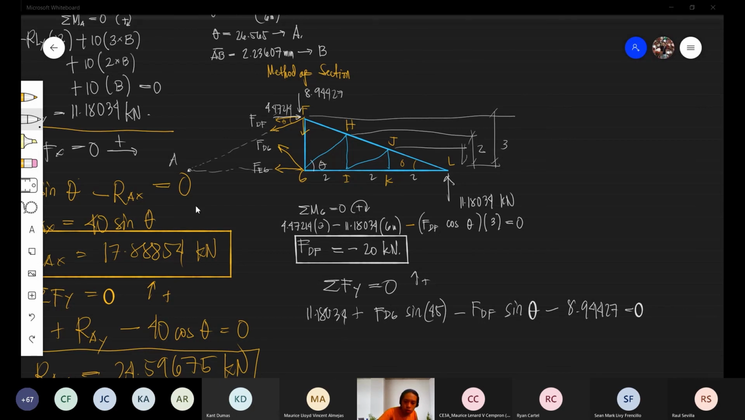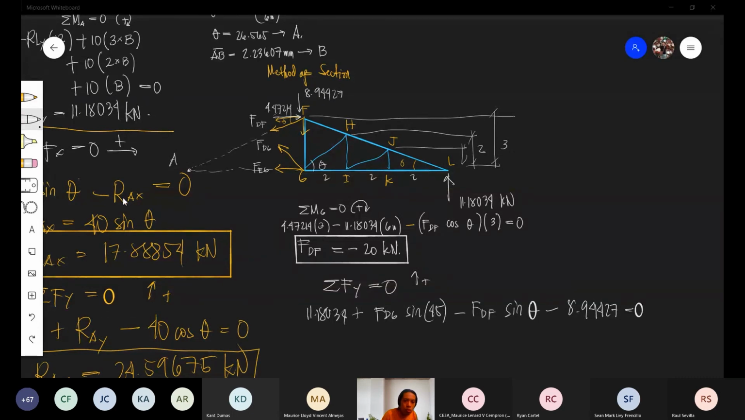Sige daw, 11.18034 plus the unknown FDG multiplied by sine 45 minus FDF. Negative 20. Okay, wait lang. So, the direction of FDF is compression. Negative. Okay lang. Kay gin-negative ba ngayon natin dito. So, negative 20 gihap. Negative 20 sine theta. Minus 8.94427. This should be equal to 0.